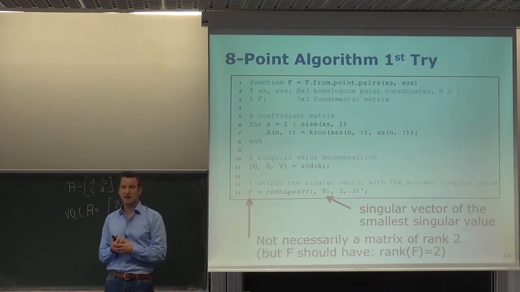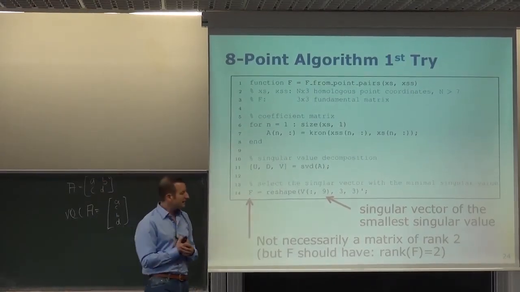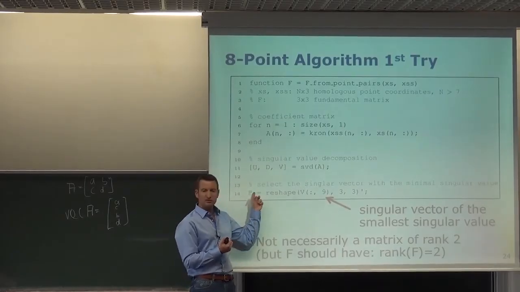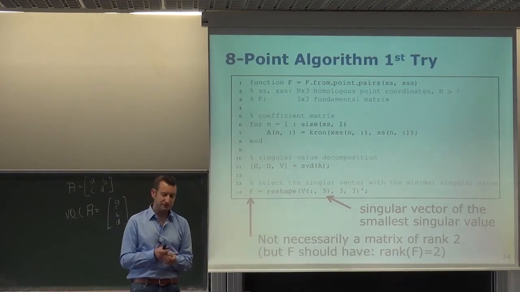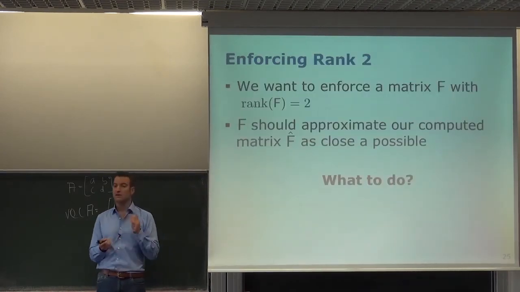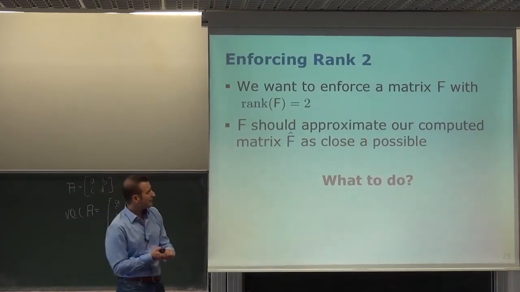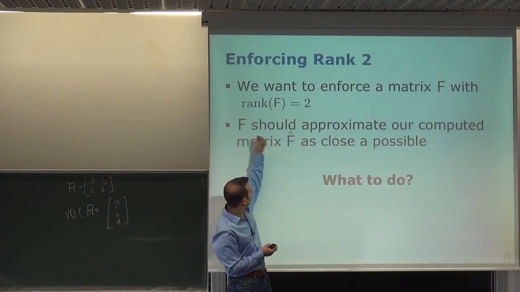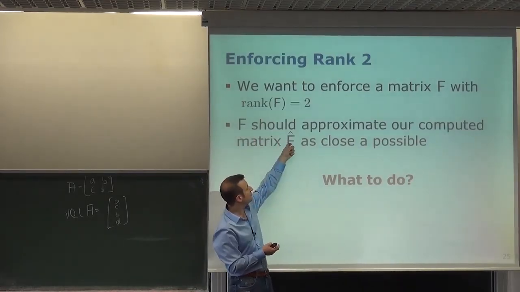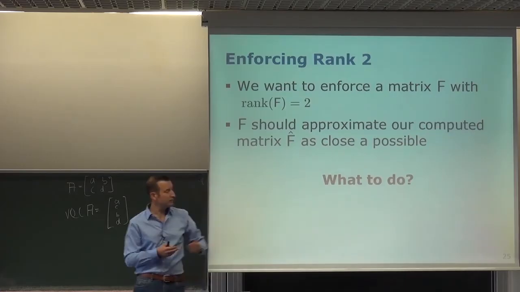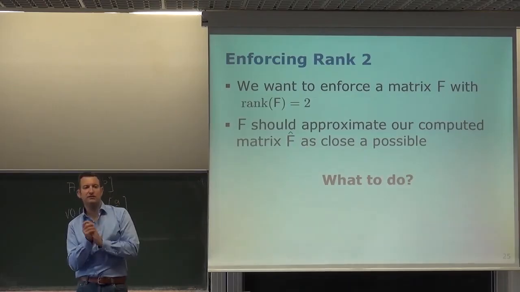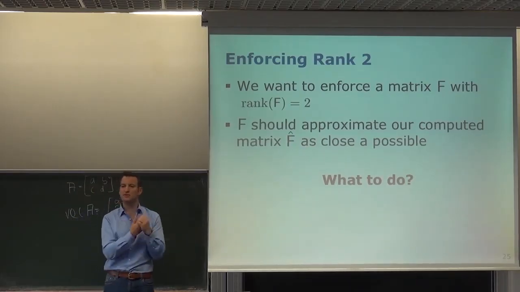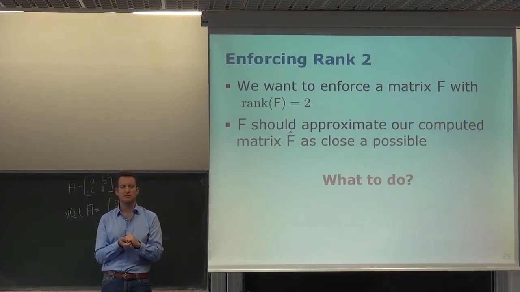I want to fix this estimate of F so that I get a new matrix which is as close as possible to this matrix F but has this rank 2 constraint. So our goal is to enforce rank 2, but my new F should be as close as possible to the F, or the F hat, that we computed so far. Any idea how we can actually enforce this? How can we generate a new matrix which exactly fulfills this condition? As similar as possible, but rank 2.